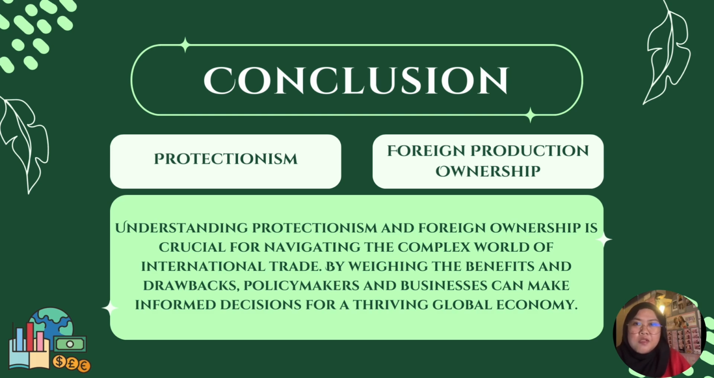For the conclusion part, we explored two key forces shaping international trade, which are trade protectionism and foreign production ownership. For the first one, protectionism, just imagine a shield. That's the idea behind protectionism. Governments use tariffs, quotas, subsidies, and standards to make imports more expensive or less attractive, giving domestic producers an advantage. This aims to save jobs, nurture new industries, improve trade balance, and safeguard national security. But there's a downside. Protectionism can inflate prices for consumers, stifle innovation, and spark trade wars.